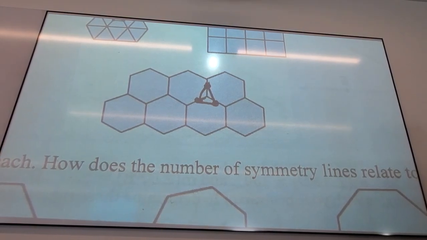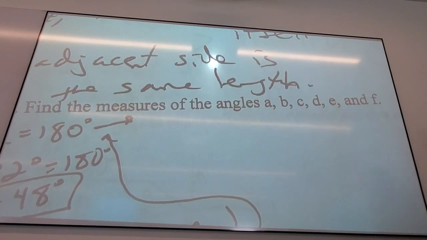Did I finish that one? Or did I get tired? I might have gotten tired. Let's finish this one. I don't think I finished it.